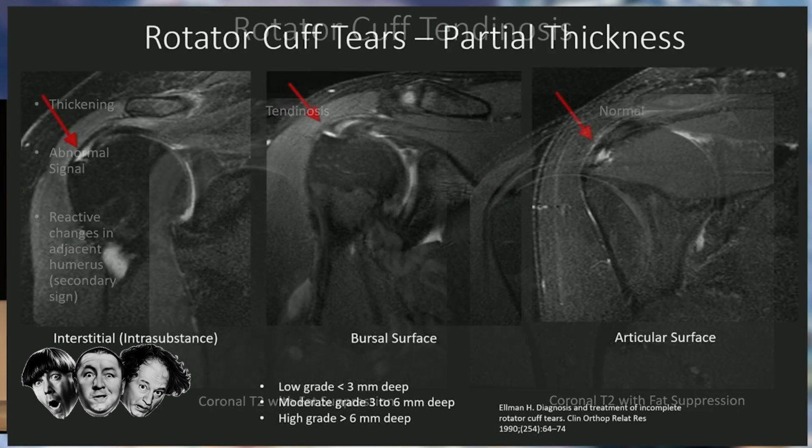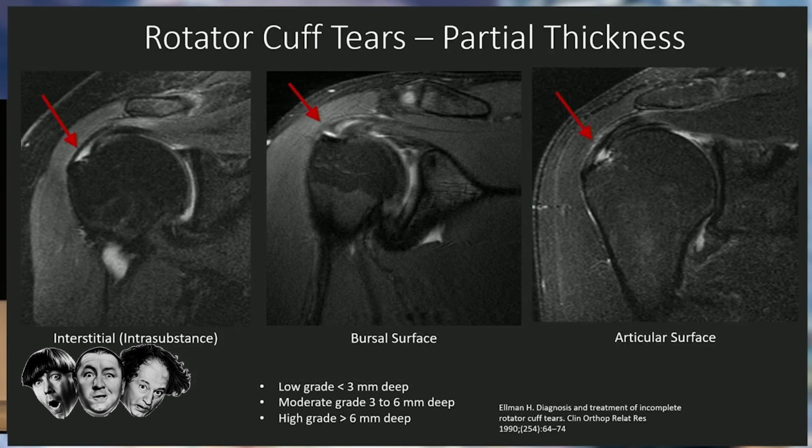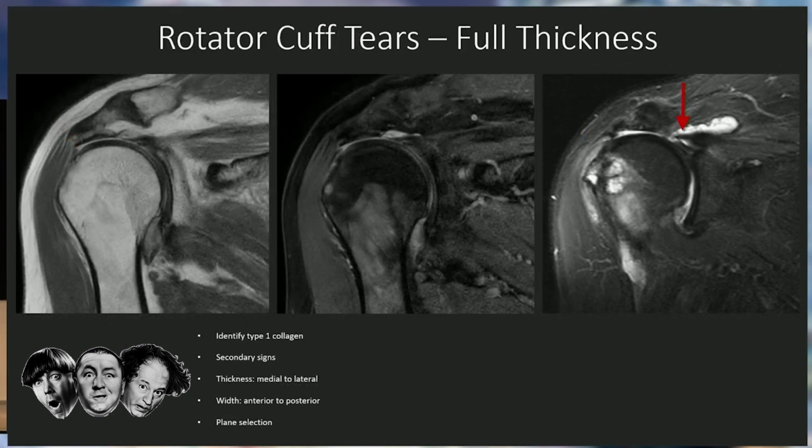A full thickness tear, medial to lateral thickness, but partial width, meaning only part of the anterior to posterior width of the tear, is Larry's haircut, where the missing hair, the bald area, is the full thickness component, but there's still intact cuff on either side of the tear. And then you have Curly, which is essentially a massive rotator cuff tear where there's no hair covering the humeral head. I'm not sure if the Three Stooges are public domain or copyrighted, but I included a picture in my lecture, which really illustrates this concept.